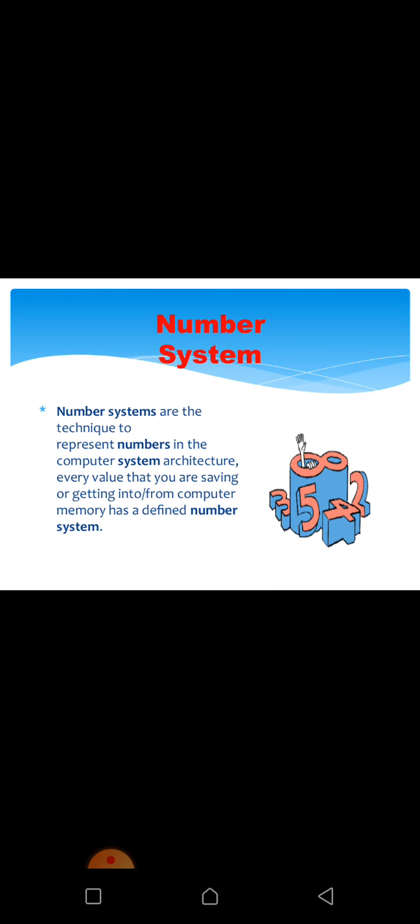So first we have to know what a number system is. Number systems are the technique to represent numbers in the computer system architecture. Every value that you are saving or getting from computer memory has a defined number system. Actually, the number system is defined as a system of writing to express numbers. It is a mathematical notation for representing numbers of a given set by using digits or other symbols in a consistent manner.